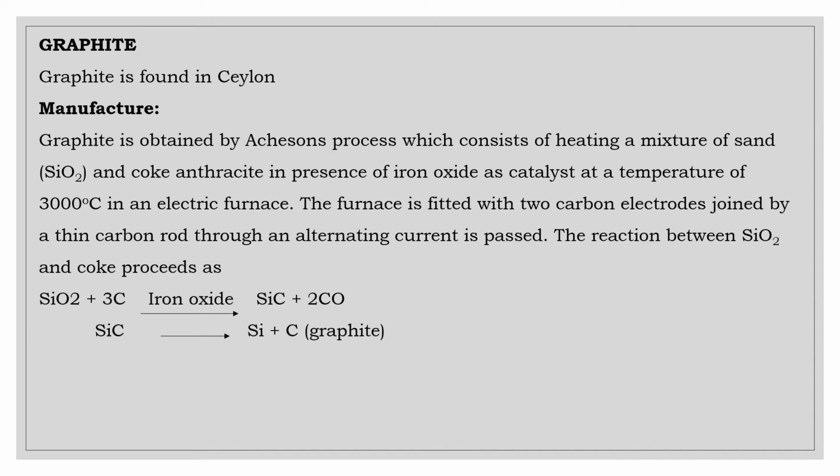When the current is passed, the reaction between the silica and the coke proceeds. The silica reacts with carbon and is converted into silicon carbide in the first stage. This silicon carbide again undergoes decomposition and forms silicon plus carbon, that is the graphite.